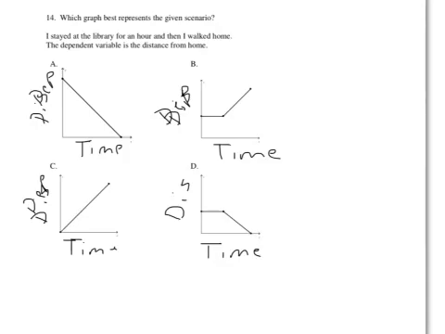Then it says, then I walked home. So the distance away from home as you walk home would be decreasing. So this one shows getting closer to home because the distance away from home would be decreasing. So B would be, I was walking somewhere else that was away from the house. So B is out. So A was out, C was out, B is out. D is our only good option here.